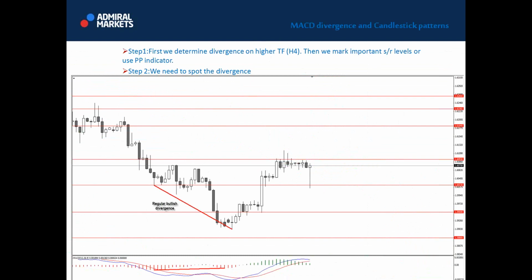Then we need to spot the divergence. As you know, this is regular bullish divergence because we have the price making a lower low and the oscillator making a higher low. When you see this pattern, this is regular bullish divergence. Now I need to see whether this regular divergence is close to my red level, and indeed it's close.